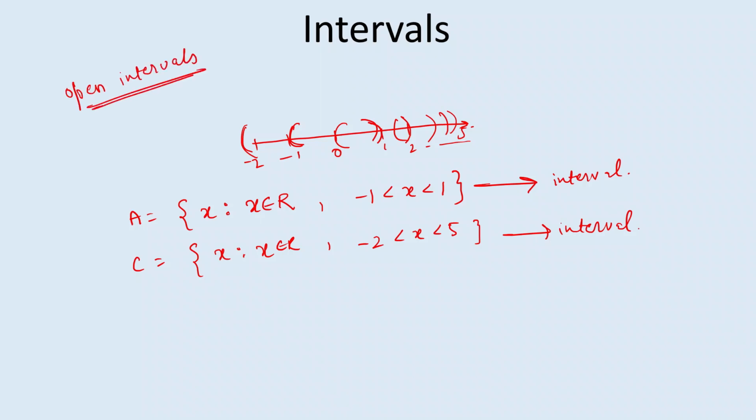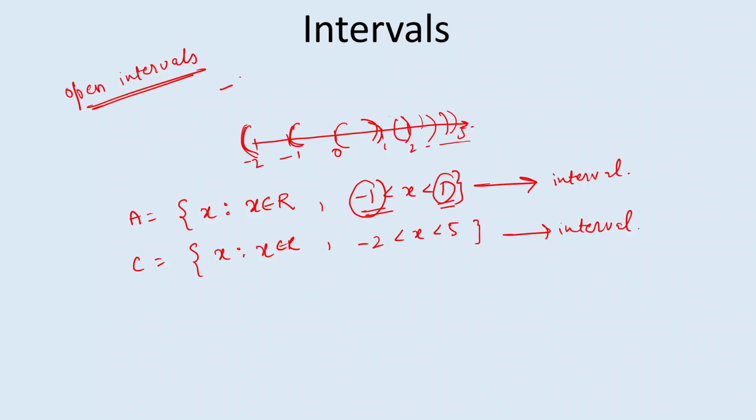Open intervals don't include the endpoints. Say for example, if we are having -1 and 1 over here, then -1 and 1 are not included in this set because this is not a less than or equal to sign. Had it been a less than or equal to, then -1 and 1 would have been included. But we are not including the equality here. So -1 and 1 are not a part of this set.